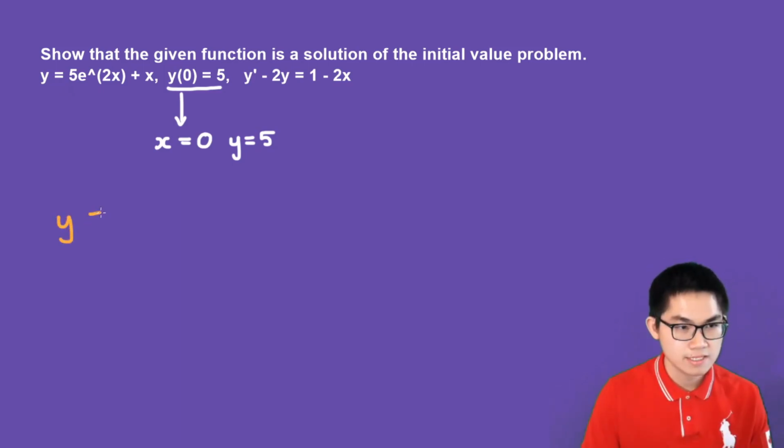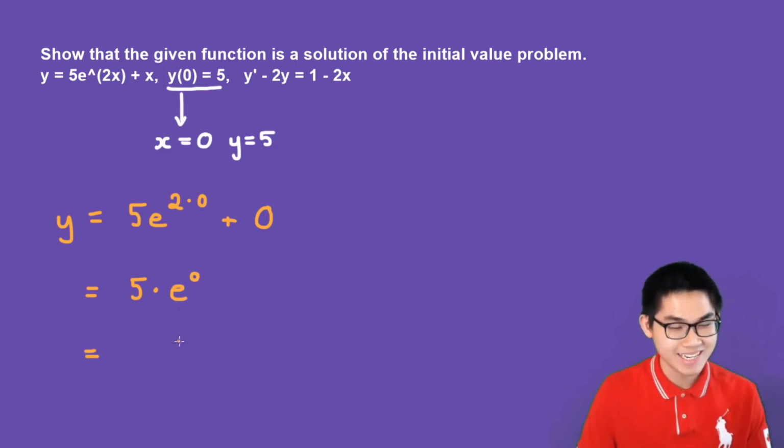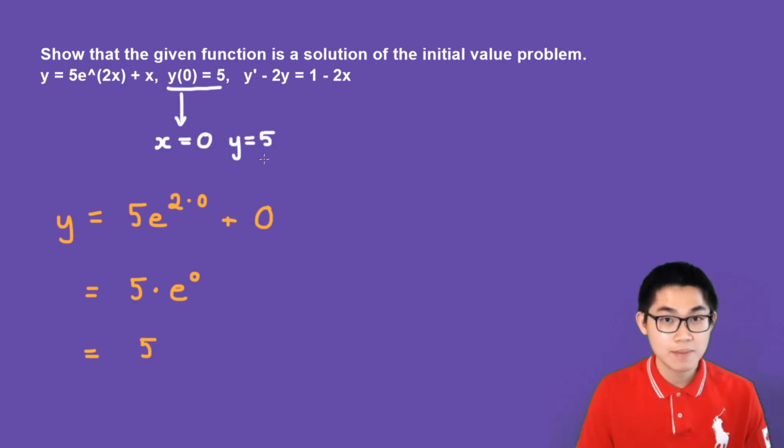So y is equal to 5 times e to the power of 2 times x, and x is 0, plus x, and x is also 0 here. This is going to be equal to 5 times e to the power of 0. And what is e to the power of 0? Well, it's 1. So 5 times 1 gives you 5, and indeed, y is 5. So the first step is finished.